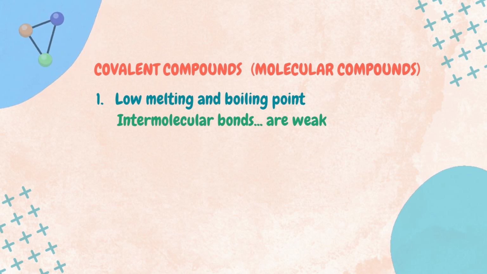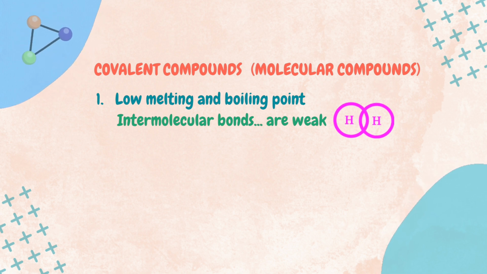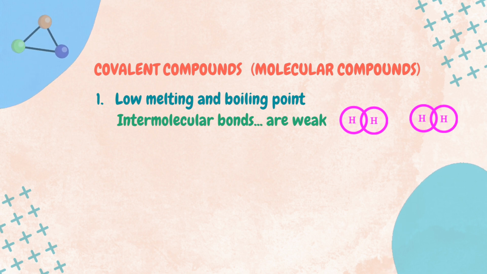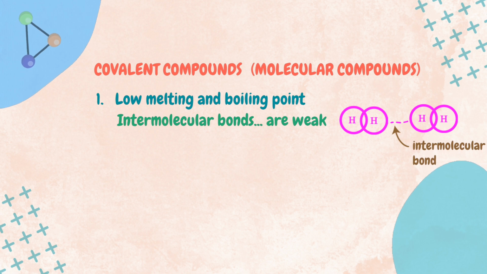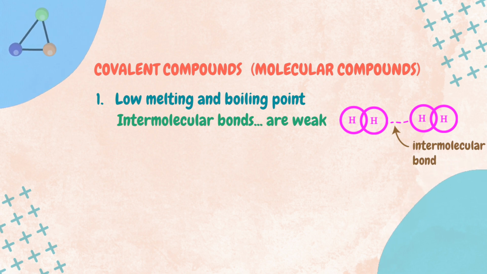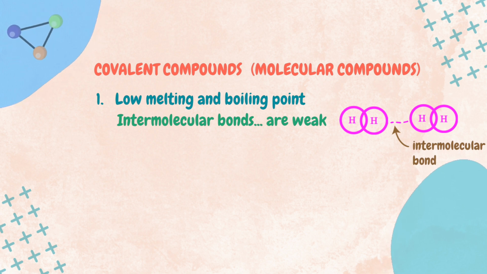Intermolecular bonds are bonds between separate compounds. For instance, if this is a hydrogen molecule and another hydrogen molecule, these two molecules can form a weak bond between them. This is an intermolecular bond. These bonds are very weak bonds. Therefore, they require a low amount of heat to break them.